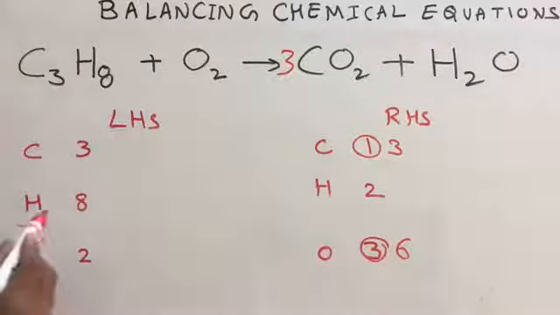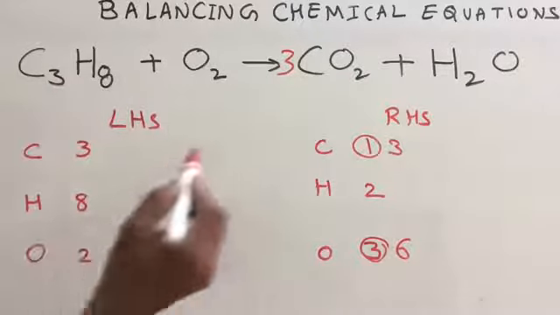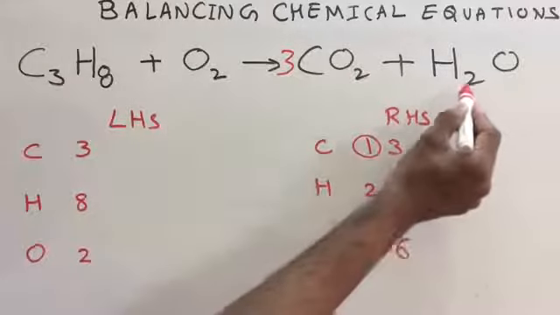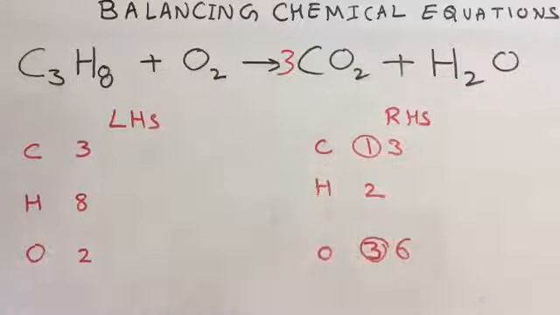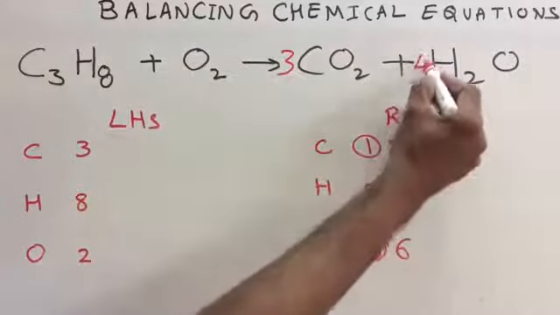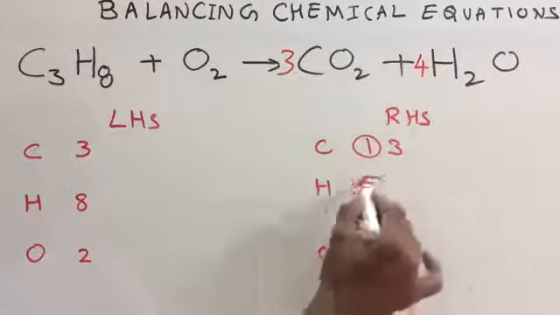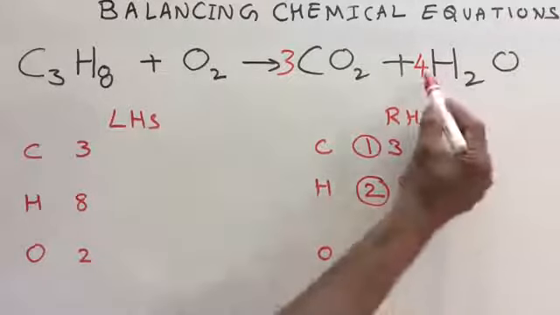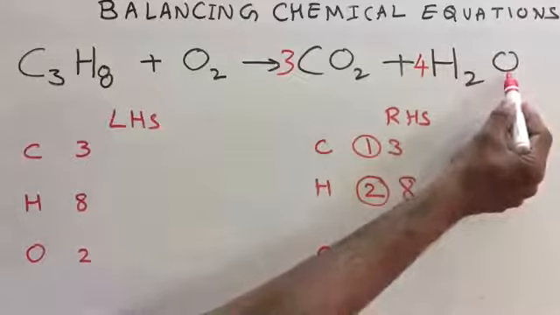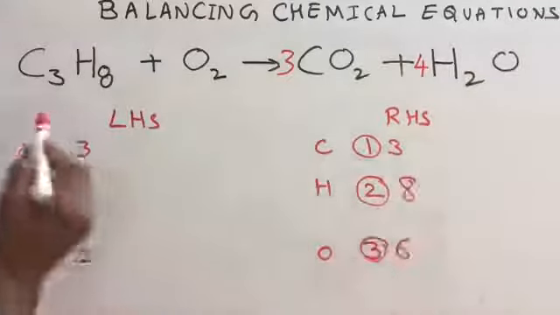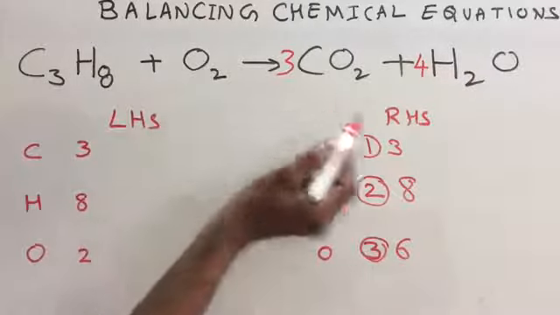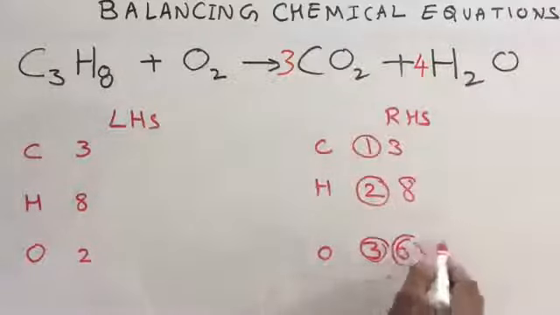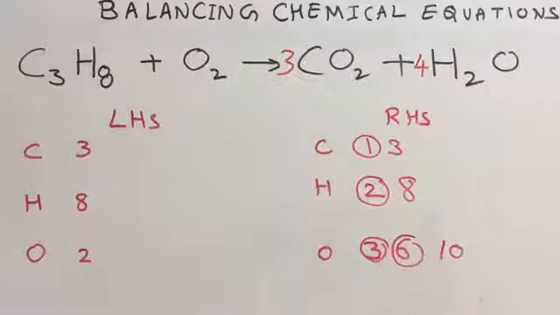Now check for hydrogen. On LHS you have 8 hydrogen, on RHS you have only 2 hydrogen. How to make these 2 hydrogen into 8? Multiply this with 4. 4 2s are 8. That means the new hydrogen is 8 now. But at the same time, the number of oxygen changed to 4. That means already you have 6 here and then 4. That means total 10.